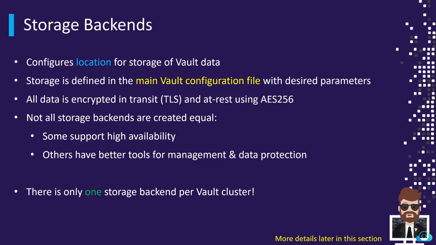The storage backend configures the location of the storage of the Vault data. So when you're writing to the KV or you're making any configuration changes in Vault, it stores that on the storage backend. Now, this storage is defined in the main Vault configuration file, and each different storage backend has different parameters. If you're storing things on Consul, that configuration may look different than if you're storing it in Raft or DynamoDB or somewhere else.